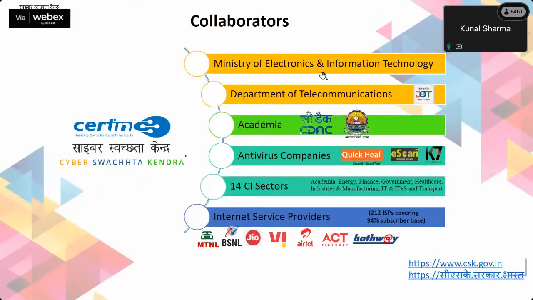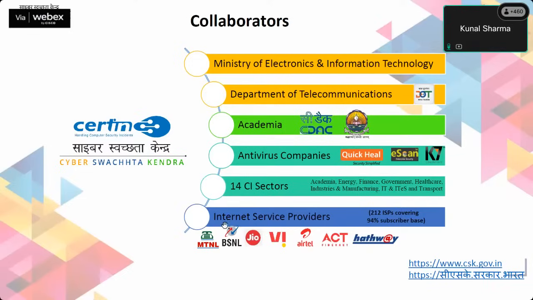These are the collaborators: Ministry of Electronics and IT, DOT, academia, antivirus companies. The antivirus companies are Quick Heal, eScan, and K7. We have also onboarded 14 CI sectors like academia, energy, finance, so that we can directly notify these organizations about the vulnerabilities and the malware infections that are prevailing in their cyberspace.